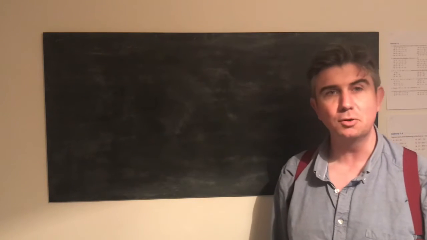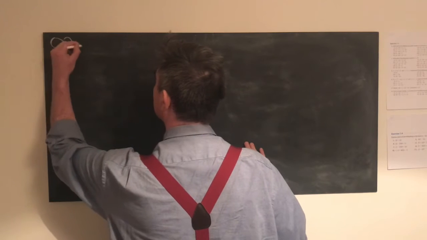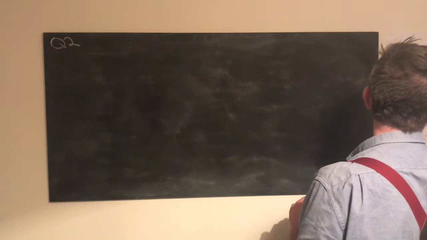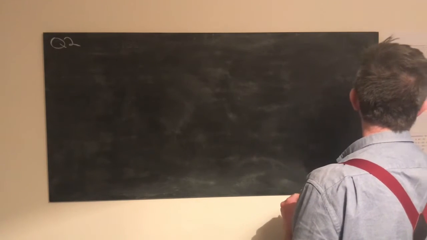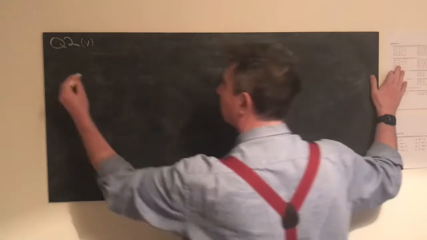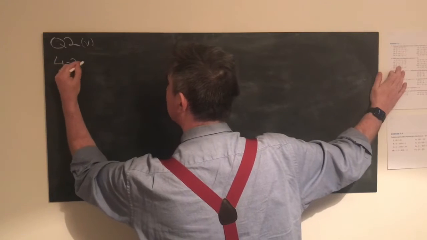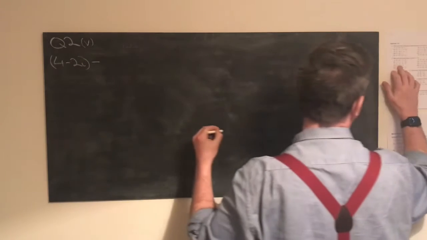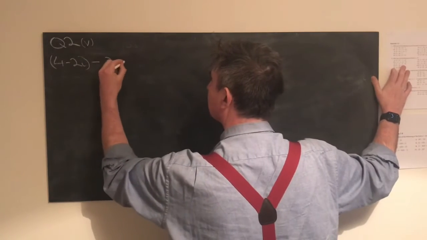So I gave you some exercises to do over the weekend, so let's take a look at those exercises now. First exercise was, let's take a look at question 2. Let's take a look at part 5. And part 5 is 4 minus 2i. And from that we're going to take away 3 minus 7i.